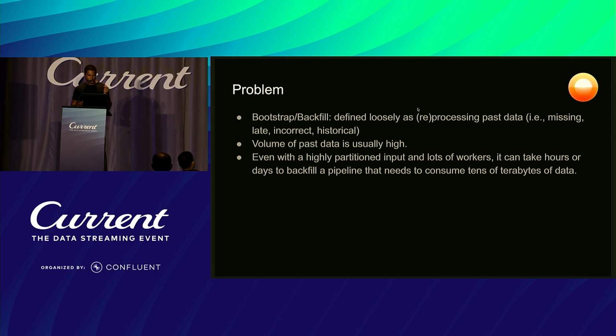So even with a highly partitioned input and lots of workers, and you can imagine a Kafka topic with terabytes of data, lots of partitions, a Flink job with lots of task managers, it can still take hours to backfill a pipeline. And we just want this to be a little bit quicker. We don't want our customers to be waiting for hours until they actually see results coming in real time.